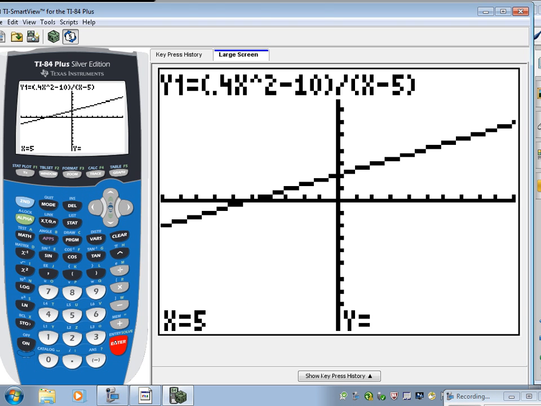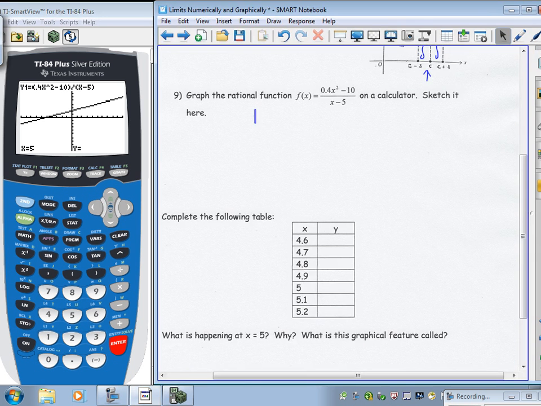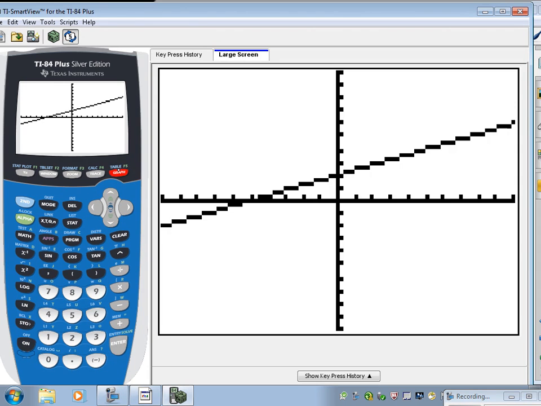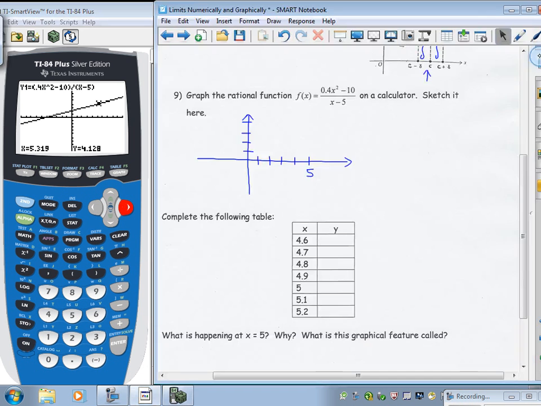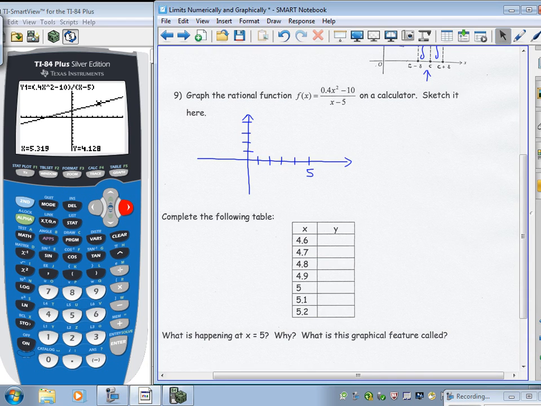Okay, so let me go back and draw this. Let me sketch it here. I don't know how good I'll do sketching on the smartboard, but we'll try. I know the hole's out here at 5. And I also know, back to my graph for a second, I'm tracing. Go to 5. Let me look at some values right around the x value of 5. Look at these y values here. What are they really close to when x is close to 5? 4, right? So my hole here is going to be at 5, 4.